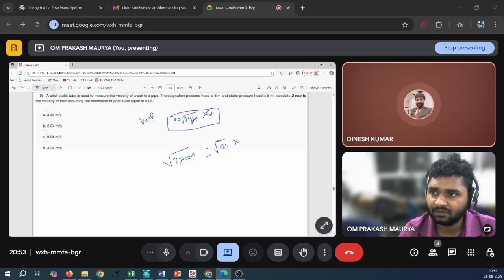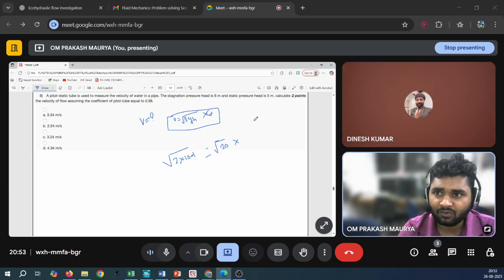Divided by rho, you had done that also, no? Yes, but rho appears when your value is given in terms of pressure, not in terms of head, that is, in Newton per meter square. Right, that I know, sir. When the value is given in Newton per meter square, but here the value is in meters, so only root 2 g h. H is the difference between your stagnation and static. So around root 20 you will get.